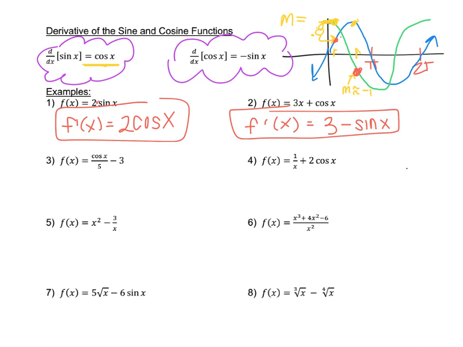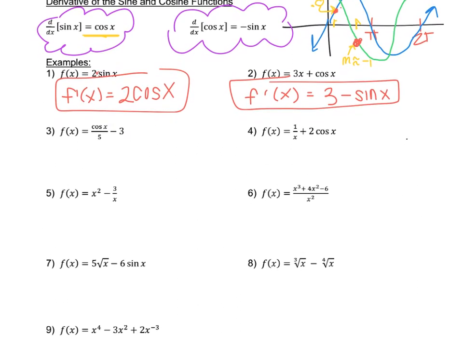Number 3, so we're going to see a slight increase in just the level of difficulty as we go. So cosine of x over 5, we want to rewrite that as 1/5 cosine of x. So whenever possible, rewrite these functions as a coefficient rather than division if possible. So let's rewrite this function as 1/5 cosine of x minus 3.